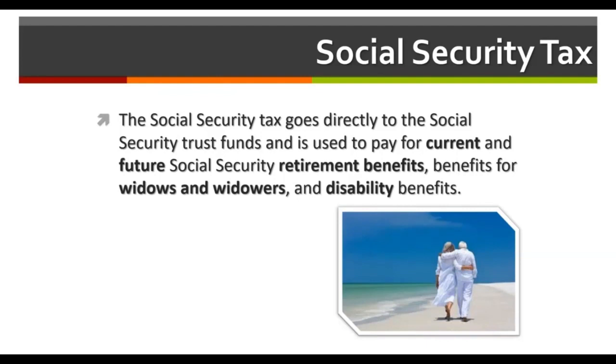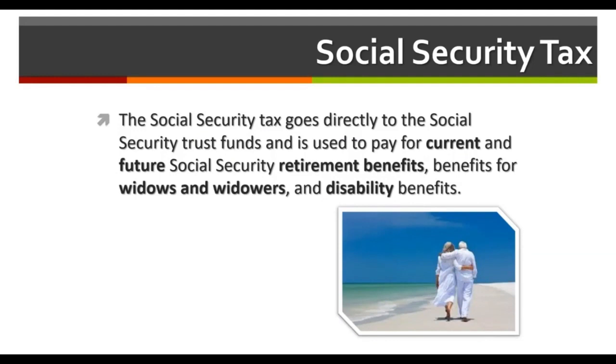Social Security pays for current and future retirement benefits. It pays benefits out to widows and widowers. So if somebody is married and the spouse dies, and that spouse was working, the living spouse now has their livelihood very much affected, not just from an emotional state, but from a financial state. So Social Security is there to help them out. Social Security is also used for disability benefits.